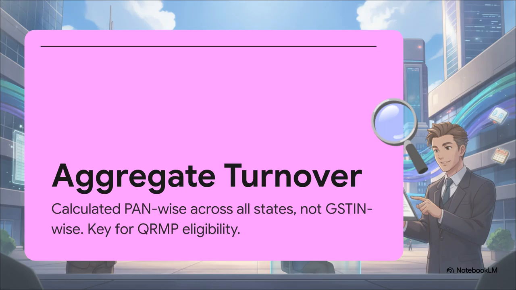Aggregate turnover is calculated PAN-wise, not by individual GST numbers. So say you have a branch in Delhi making 4 crore and another branch in Maharashtra making 2 crore. Well, your aggregate turnover is 6 crore, and you are disqualified from the QRMP scheme across the board. It's a massive detail that trips up a lot of businesses.